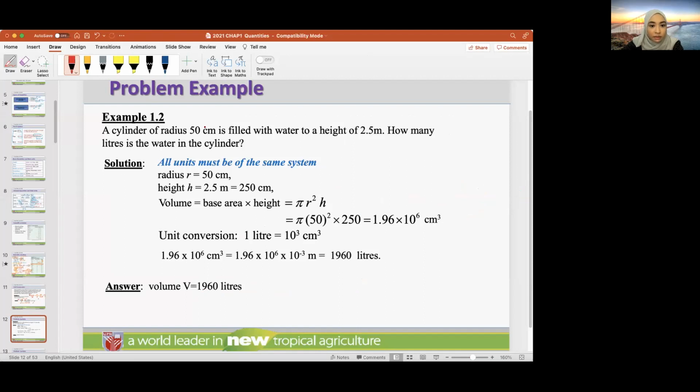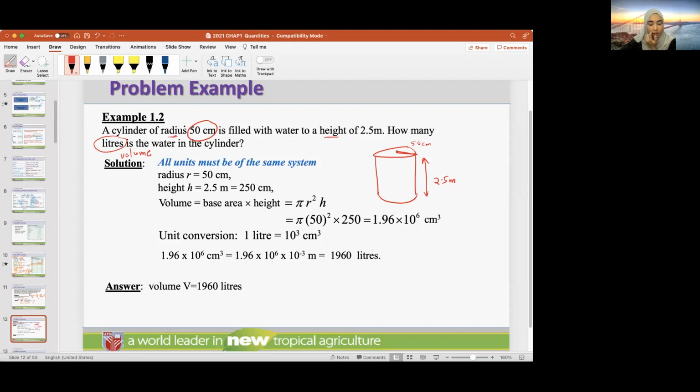So a cylinder of radius 50 centimeter is filled with water. So basically a cylinder. Wow, that's a beautiful cylinder. So a cylinder of radius 50, from the center to the end, 50 centimeter, is filled with water to a height of 2.5 meter. How many liters is the water in the cylinder? Okay, so now it's asking liters, and liters is volume. But they did not give us any volume. But they've given us the radius and the height.